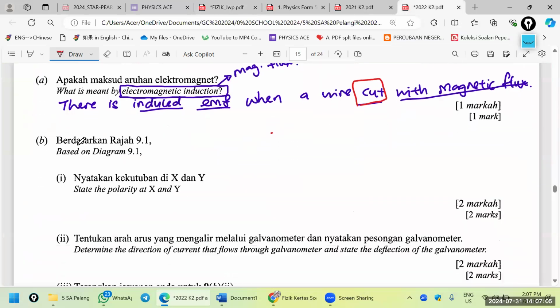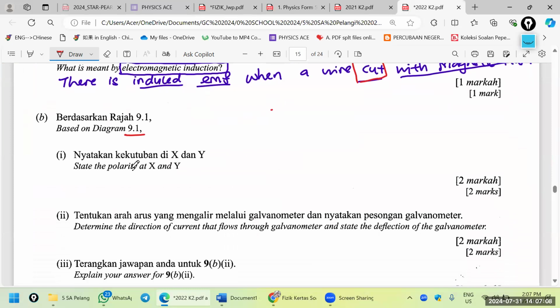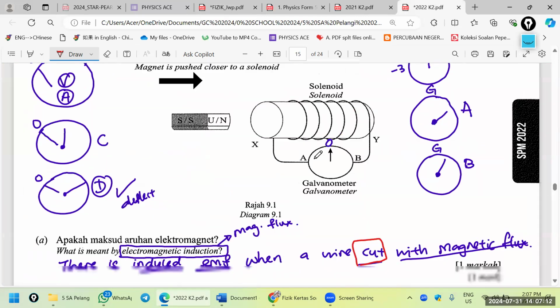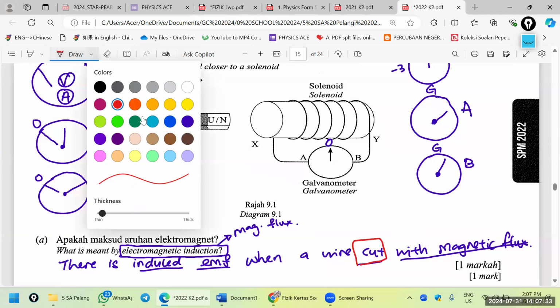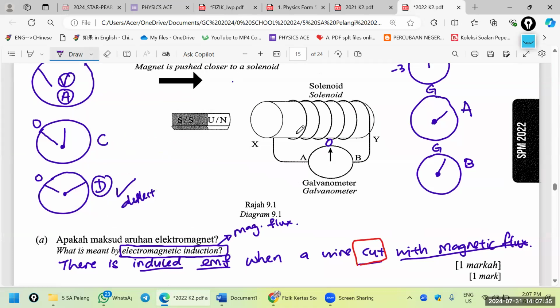Next, based on diagram 9.1, state the polarity at X and Y. You think first, 10 seconds. Actually it's about Lenz's law, a sad love story. Get it? X is? Yeah, very good.